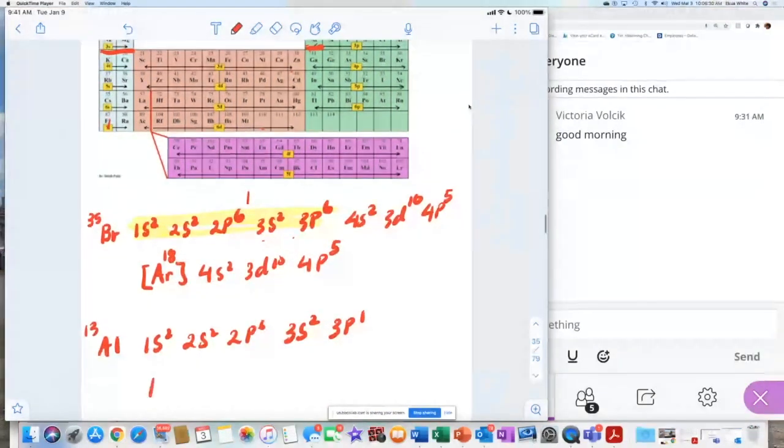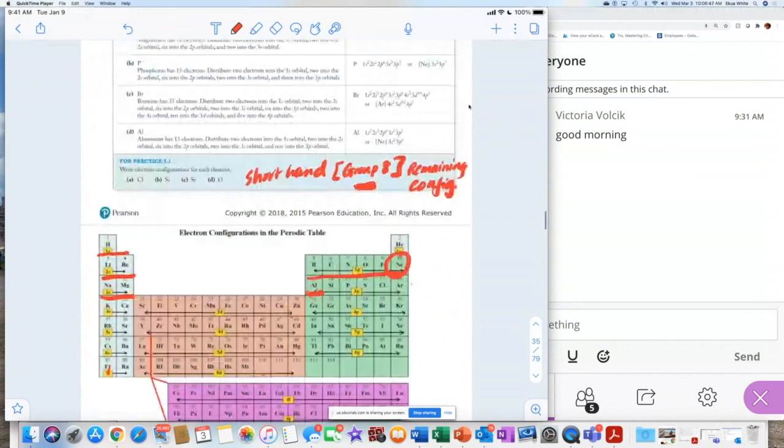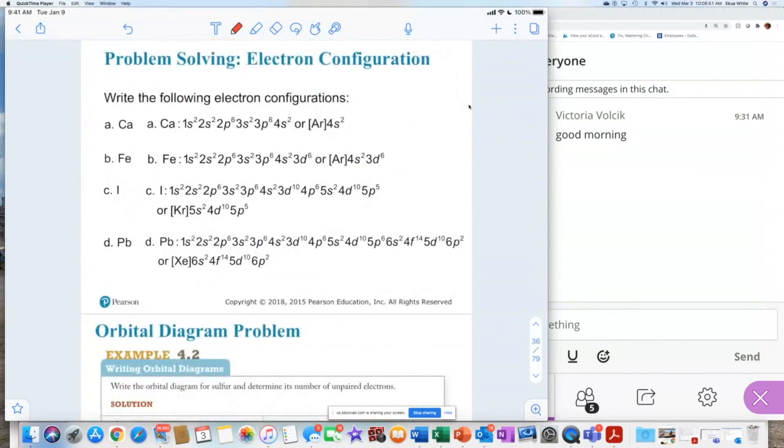Neon again. Neon makes it again. And neon handles 10 electrons, right? So neon takes care of these. So what we have left is 3s2, 3p1. Okay. Now that we're done with that part, we can move on. We have other configurations here.